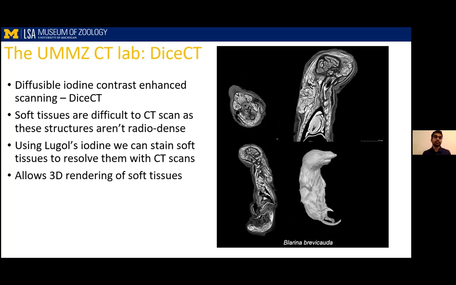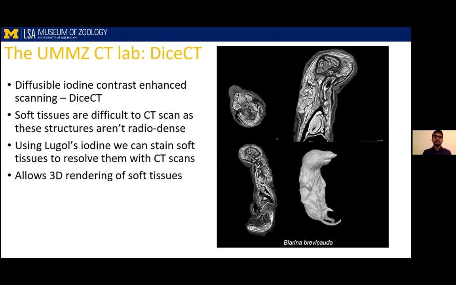And DiceCT stands for diffusible iodine contrast enhanced scanning. And essentially what this scanning modality does is allow us the ability to pick up soft tissues on specimens. So as I mentioned at the start of my talk, when you scan a specimen or target, whatever, the more dense an object is, the whiter it will appear. And this allows us to then differentiate those structures. With DiceCT scanning, essentially what we're doing is taking more radiolucent or less dense structures and artificially making them more dense so that they can be picked up in our CT scan.